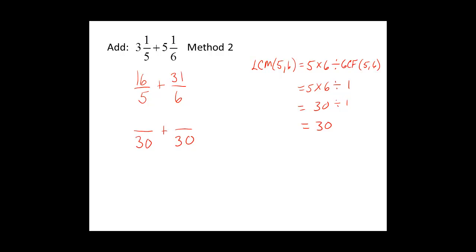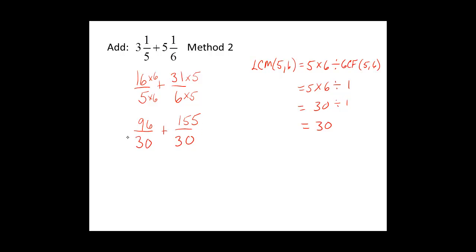So we ask ourselves, what did we multiply 5 by in order to get 30? 5 times 6 is equal to 30. So we need to multiply the numerator by 6. 16 times 6 is equal to 96. 6 times what equals 30? 6 times 5. So then we need to multiply the numerator also by 5. 31 times 5 is equal to 155.